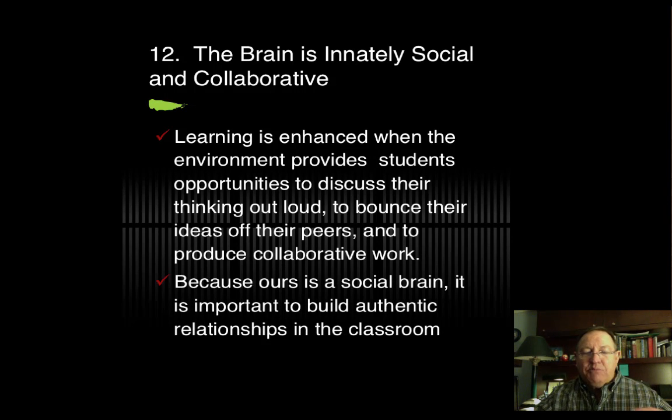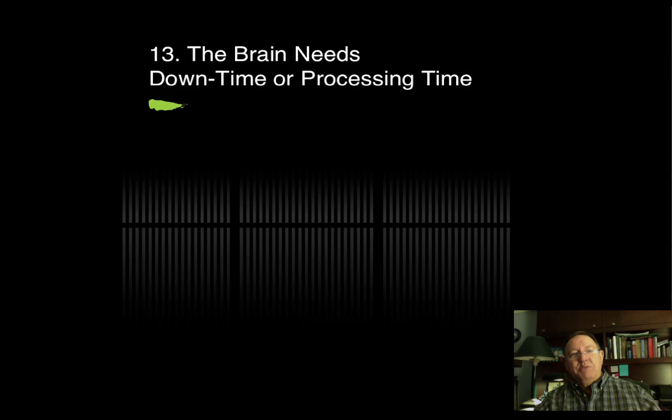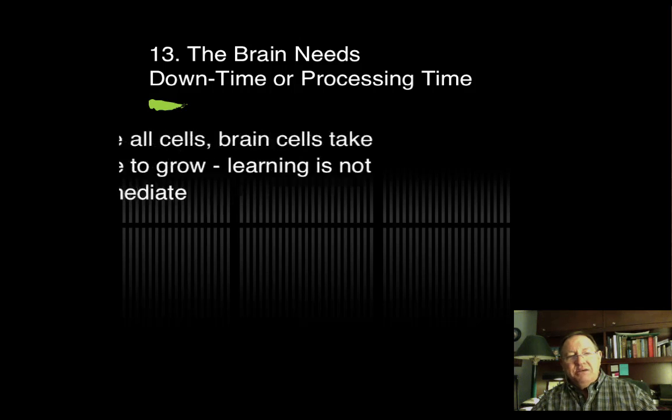And because our brain is a social brain, we need to foster social relationships, authentic relationships in the classroom, not only student to student, but teacher to student, so they can help make better connections. The brain needs downtime.